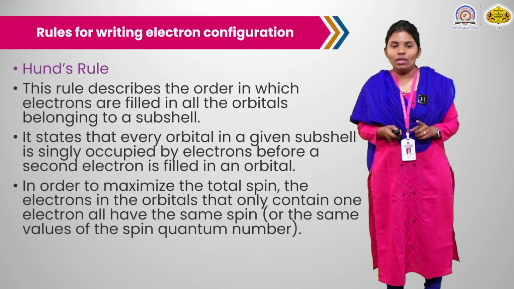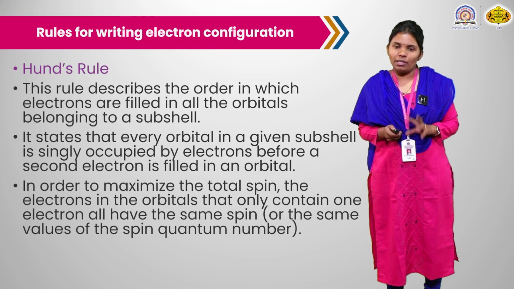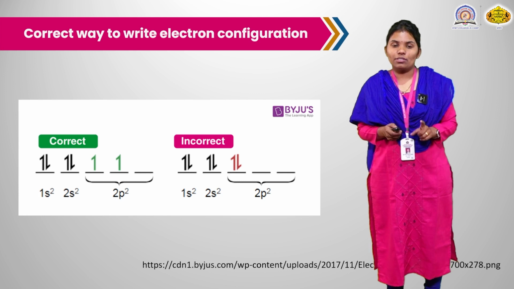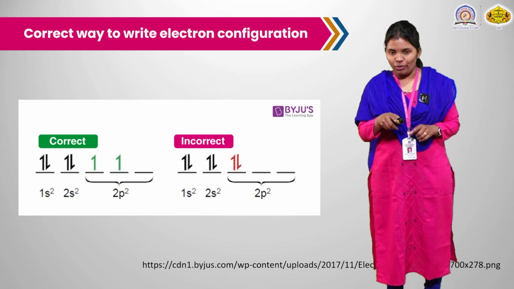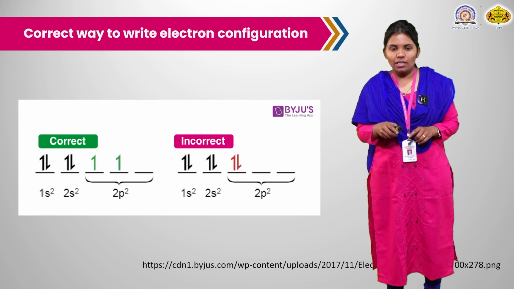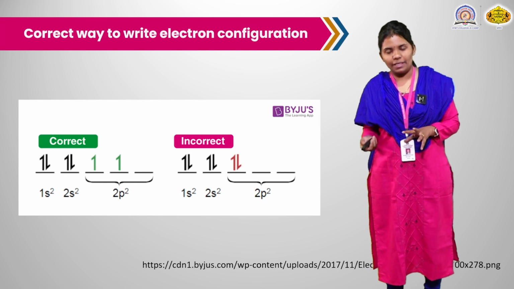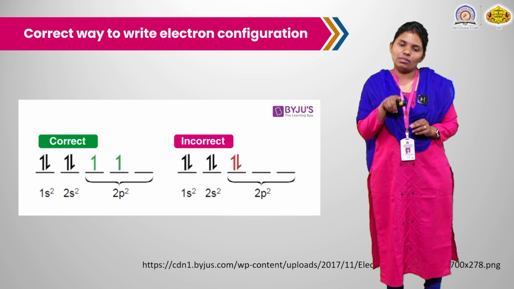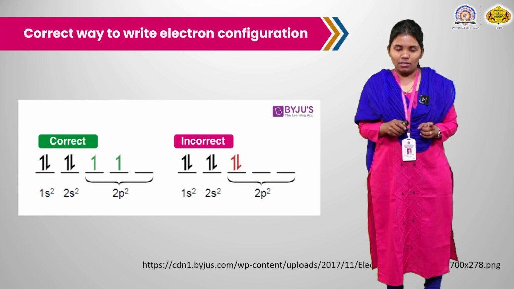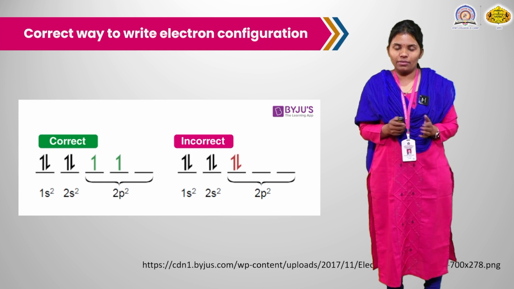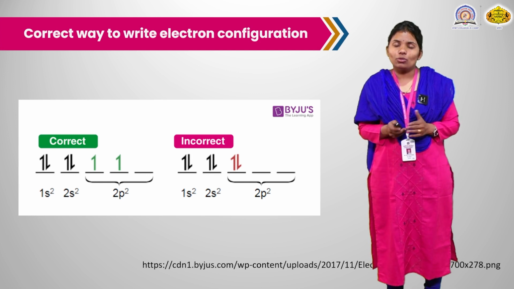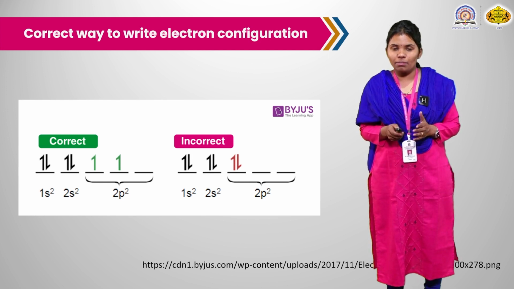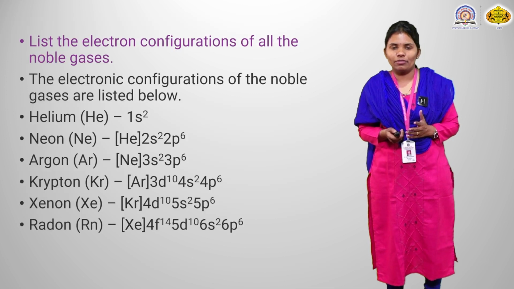According to Hund's rule, the electrons are filled singly in all orbitals belonging to the subshell. First, one electron each gets filled in 2px, 2py and 2pz. Then only the pairing happens, so then only 2p2 is possible here. Both the correct way and the incorrect way are shown here. These are the 2 most useful principles for filling the electronic configuration.